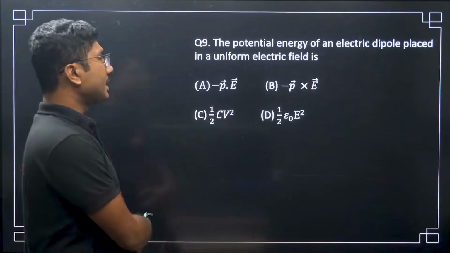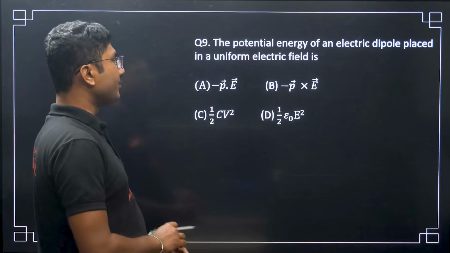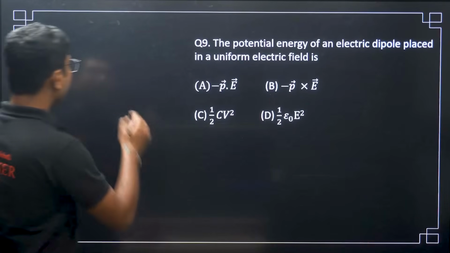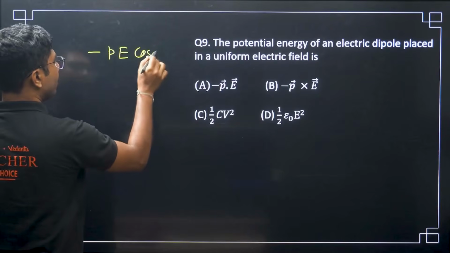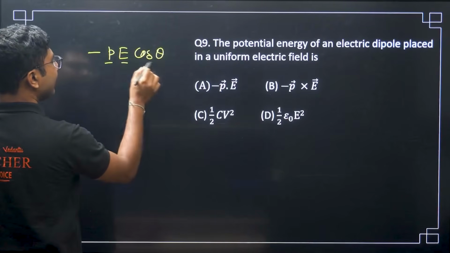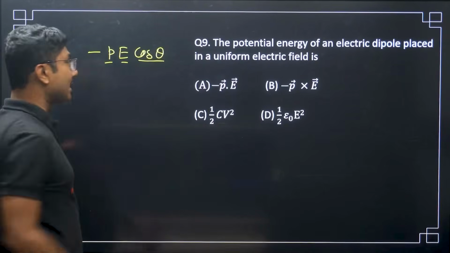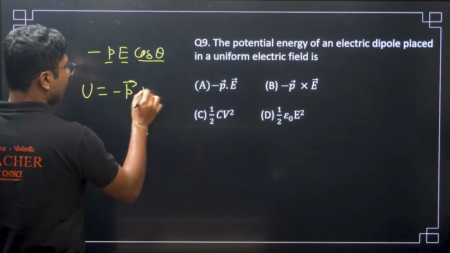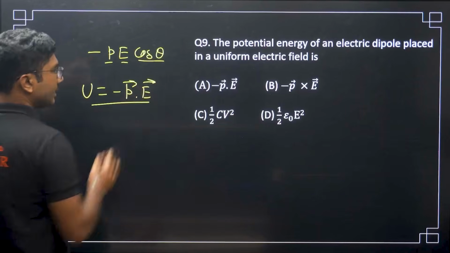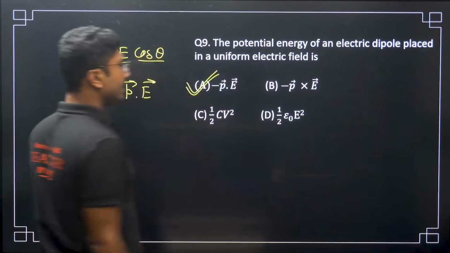The potential energy of an electric dipole placed in a uniform electric field is minus PE cos theta. So we know that P is a vector, E is a vector. So when does cos theta come? It is basically minus P dot E. Okay, so U is minus P dot E.